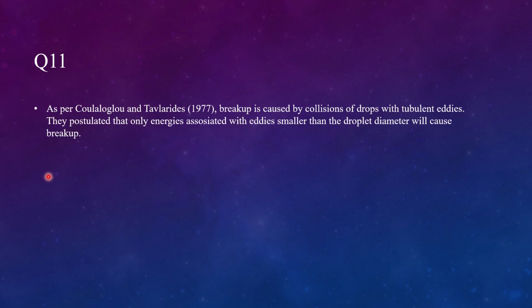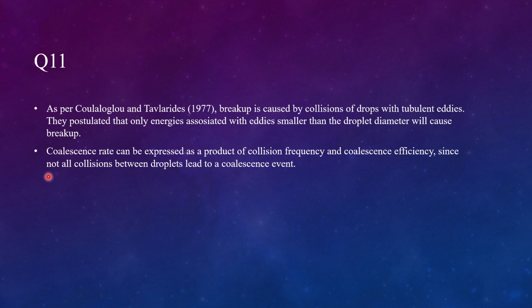So we'll see how. As per the Coulaloglou and Tavlarides model, breakup is caused by collision of drops with turbulent eddies. They postulated that only energies associated with eddies smaller than the droplet diameter will cause breakup. Coalescence rate can be expressed as a product of collision frequency and coalescence efficiency, since not all collisions between droplets lead to a coalescence event.